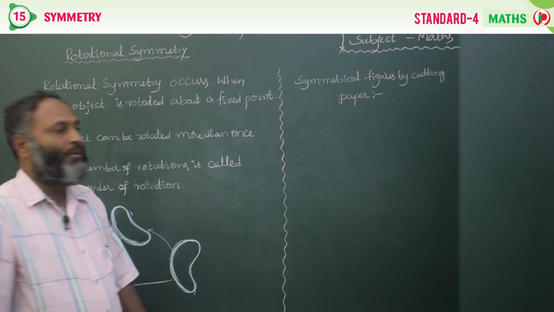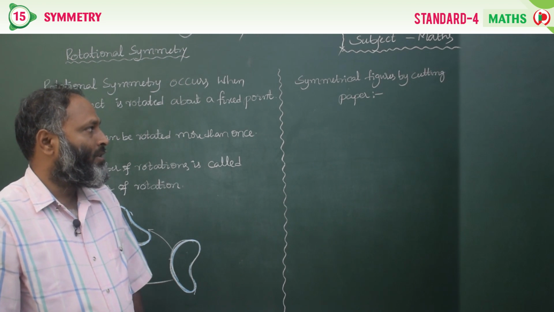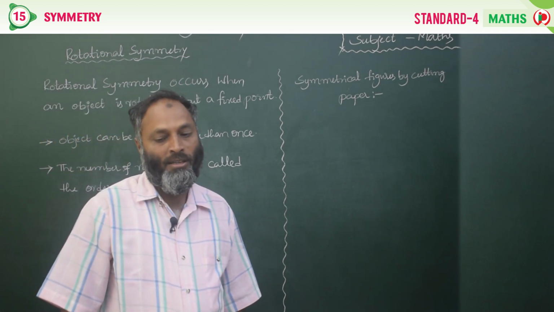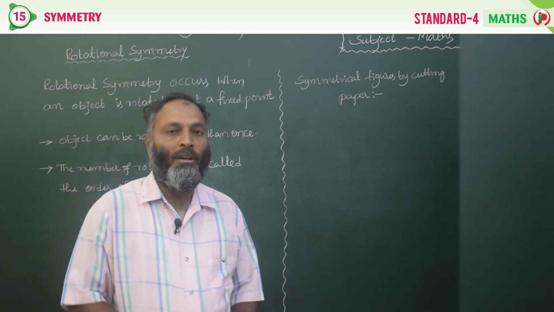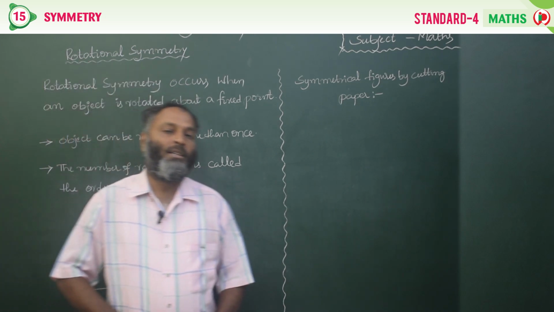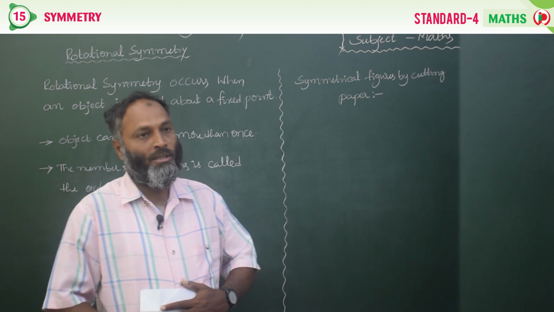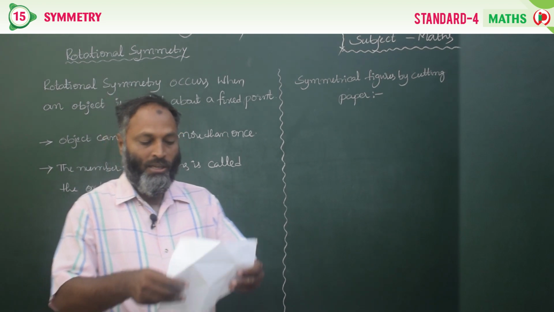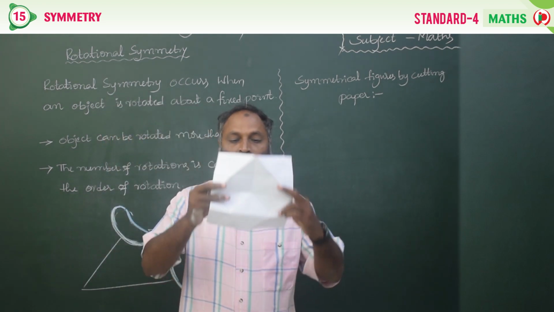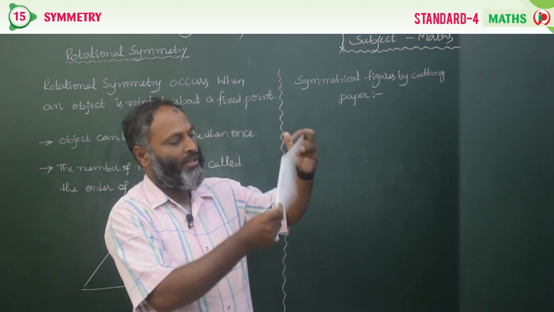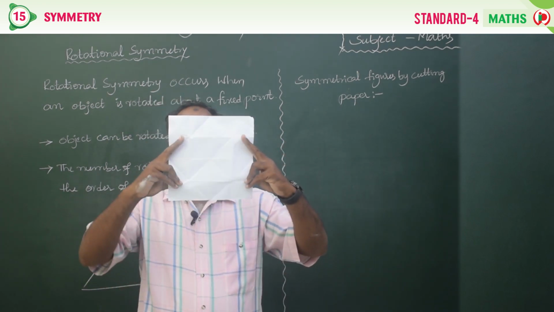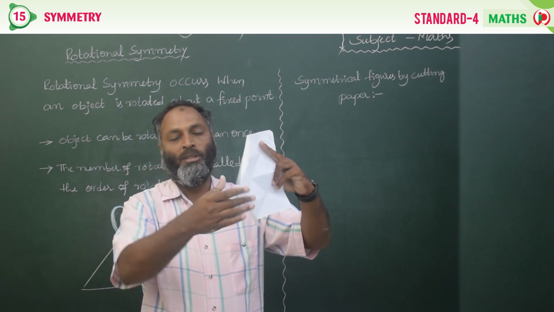Now after that, symmetrical figures by cutting paper. Some symmetrical figures we should form by cutting a paper. So how to form symmetrical figures? First, do one thing. First you take a square sheet of paper, like this square sheet. So this is a square paper. We should take a square paper, so all four sides should be the same.